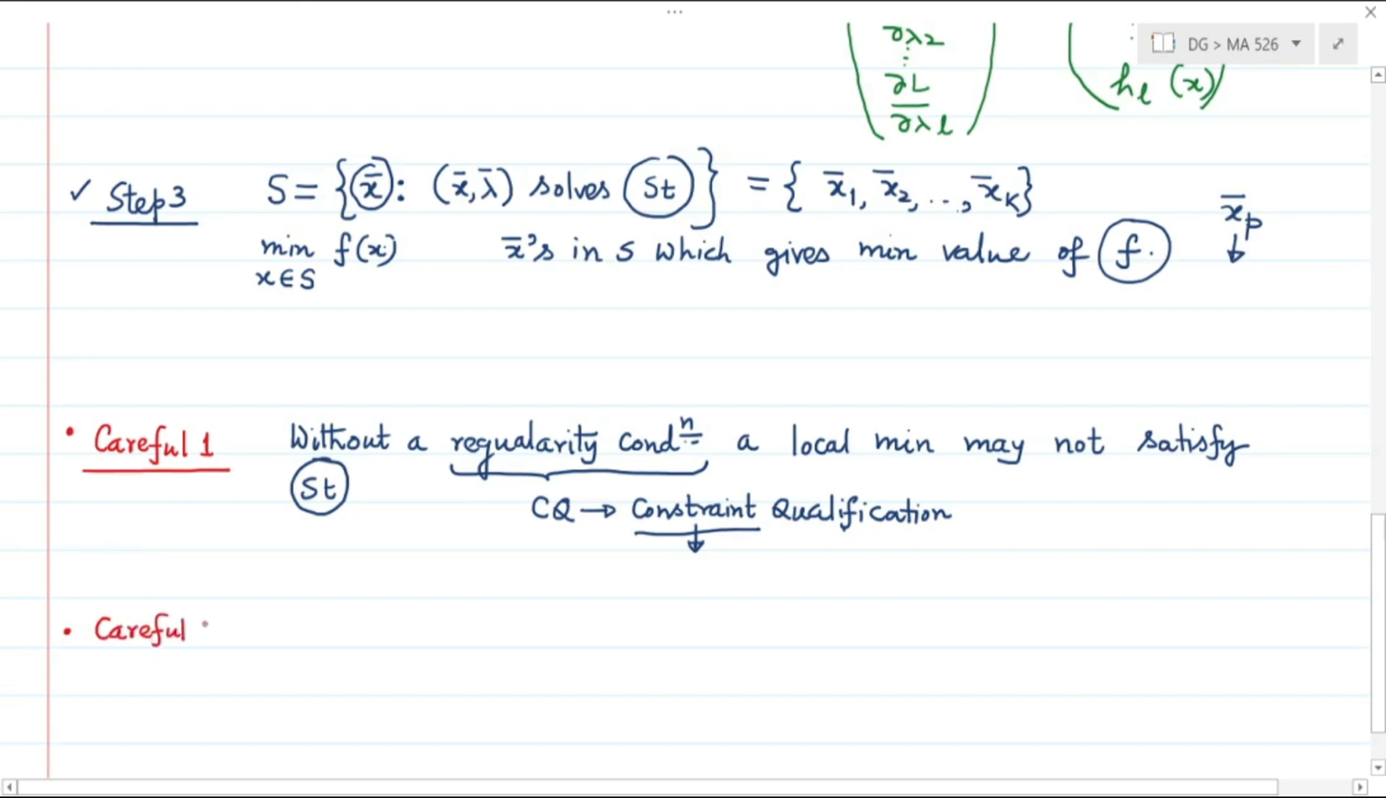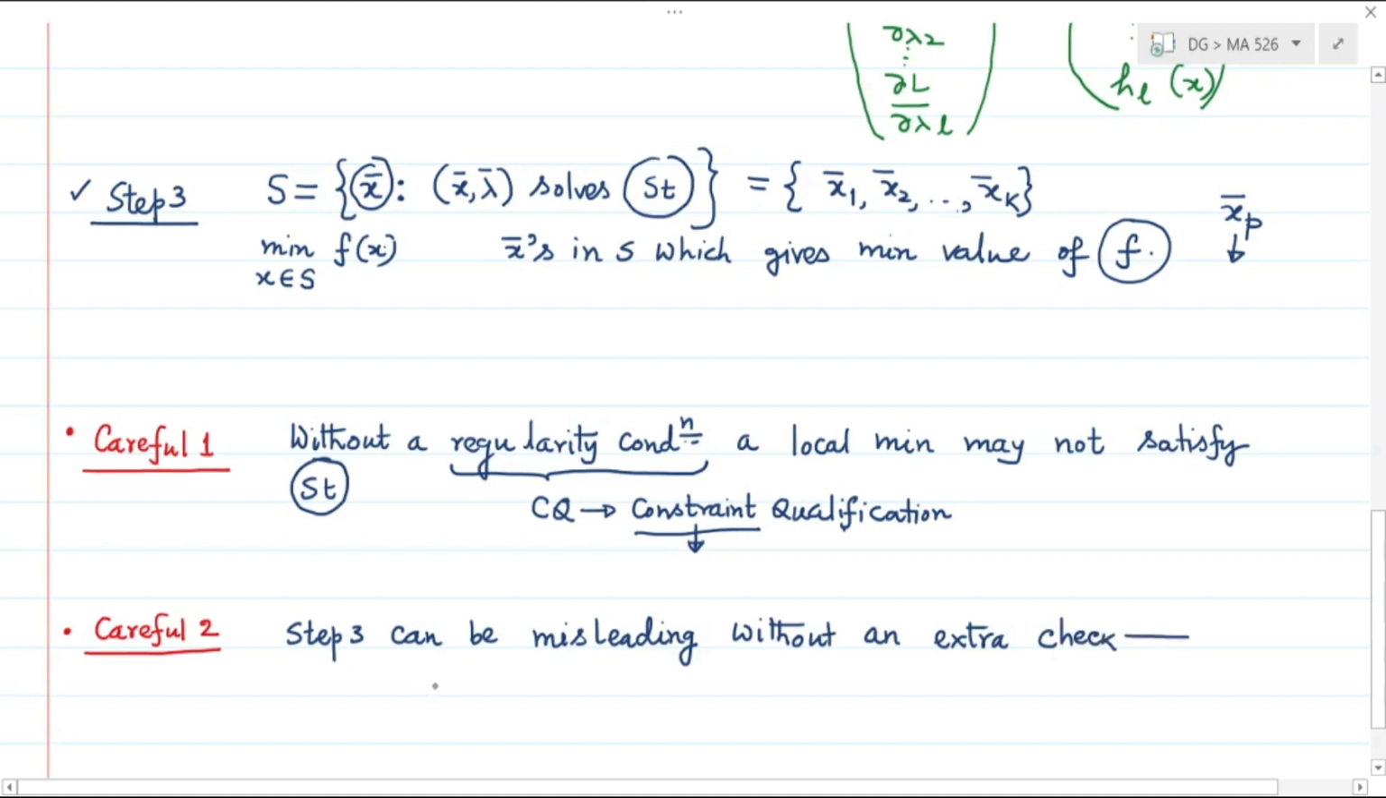Careful 2. In careful 2 we have the following, that extra check, obviously depending on the Hessian matrix of the function L.